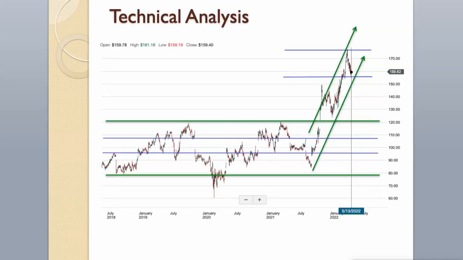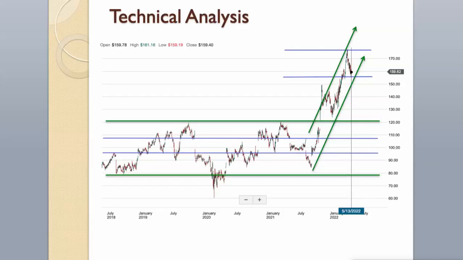Support level is around $156. Strong support levels are around $120 and $107. Next strong support levels are around $96 and $78. Resistance level is around $176.